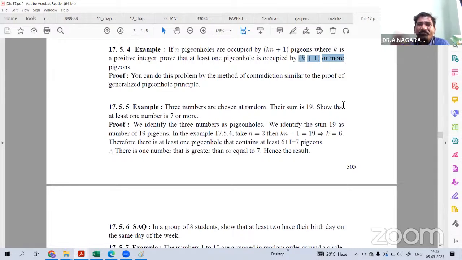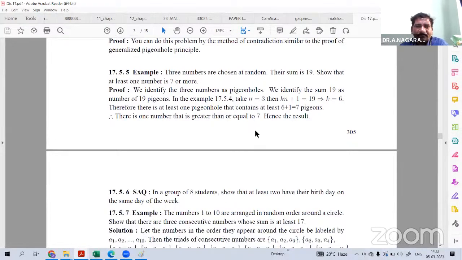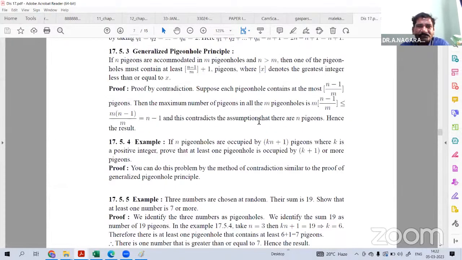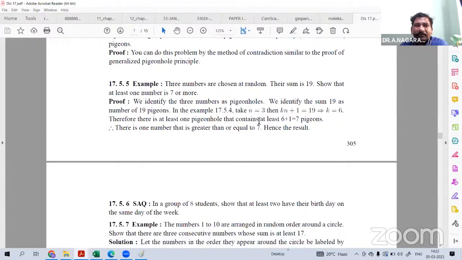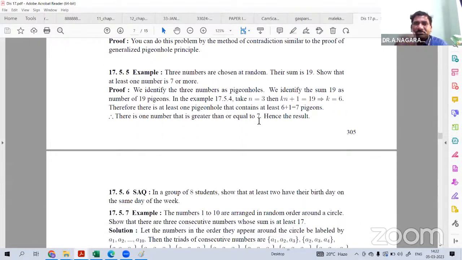More than k plus 1 can be occupied. That is only the process of this one example. Now, sir, here above you said that these are the three. Now how can it be understood mathematically?